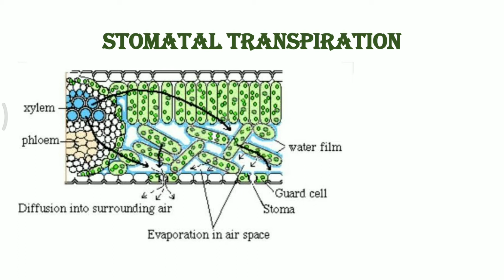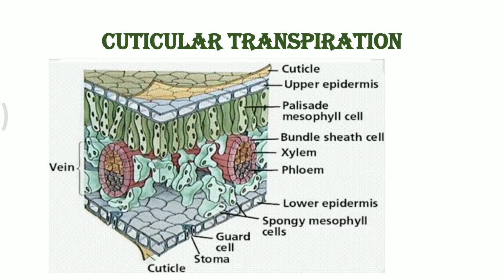So in order to avoid that, nature has made the leaves in such a way that the lower epidermis has more stomatal pores and less diffusion of water can occur, but still this diffusion is way too much. Next is cuticular transpiration.